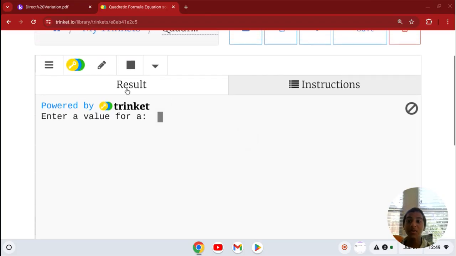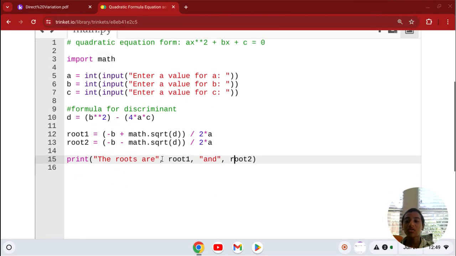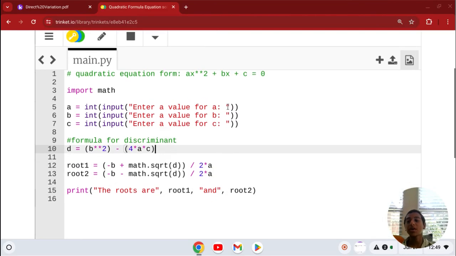Alright, that's how you make a quadratic formula equation solver in Python.